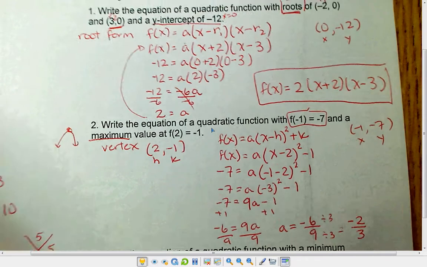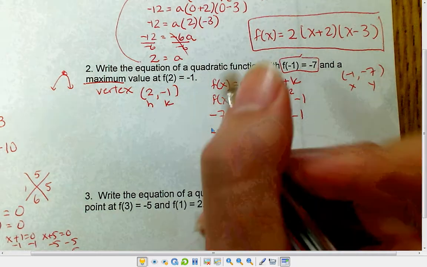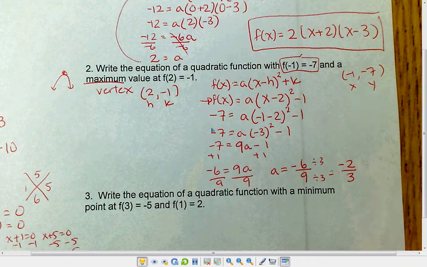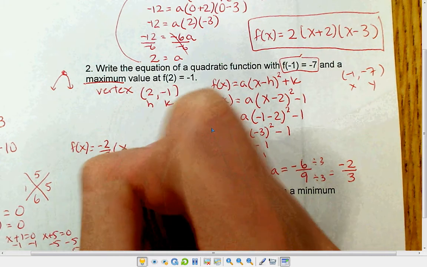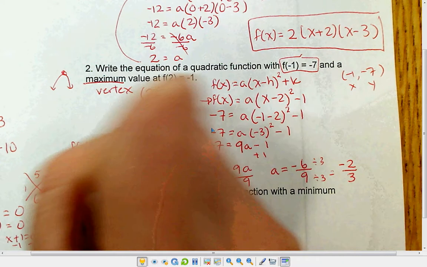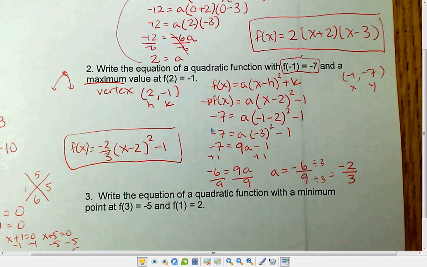So again, here's my a value. Now all I need to do is go back to this function and plug it in. So I have f of x equals negative 2/3 times x minus 2 squared minus 1, and that is my equation for this problem.